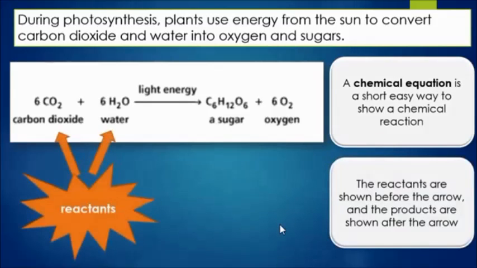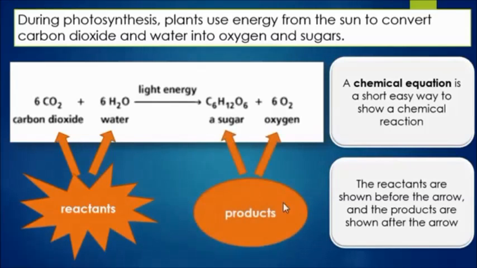The reactants are the things that go into the equation or into the reaction. So carbon dioxide and water are the two things that go into this reaction. They are the reactants. And with the help of energy from the sun that helps this reaction take place, we then get the products. In this case, sugar and oxygen.